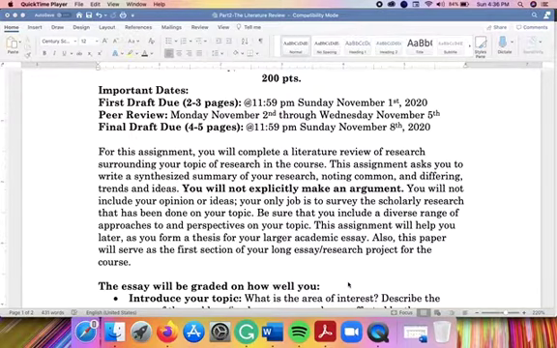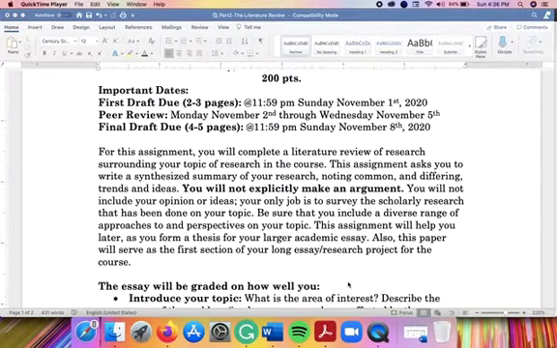I say synthesized summary because you want to be noting common and differing trends and ideas and synthesizing and giving the reader, which is me, a frame of reference for your topic of study. You're kind of getting me caught up on the conversation that we're about to have because I'm coming into it cold and you're the one researching, so you're giving me some context of the conversation surrounding your research topic.